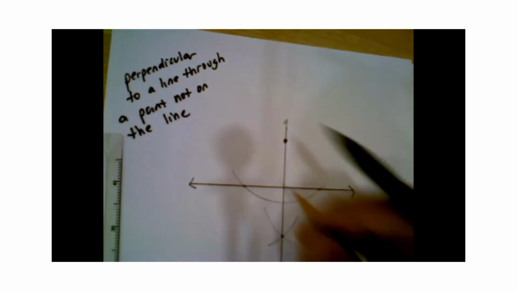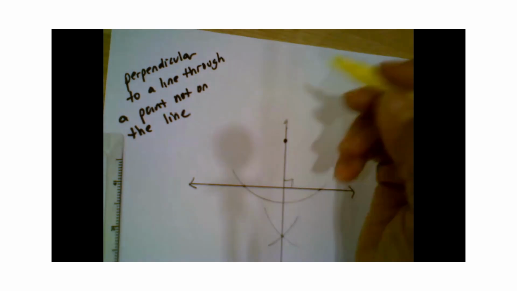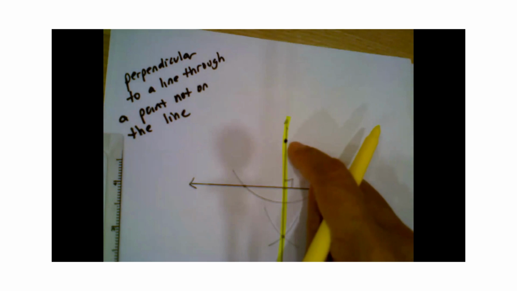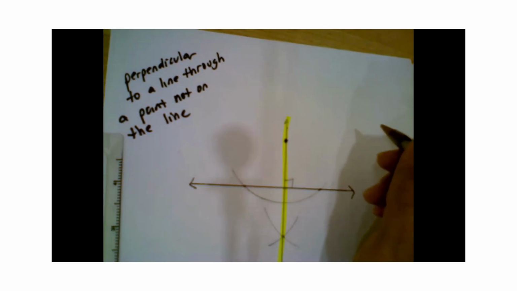So understand, I want you to be clear. This is the perpendicular bisector. I'm sorry, this is the perpendicular to a line through a point that was not on the line. But I mentioned once to you that if you're trying to find the shortest distance from a point to a line, you would use the same construction. I believe I used the airplane example.